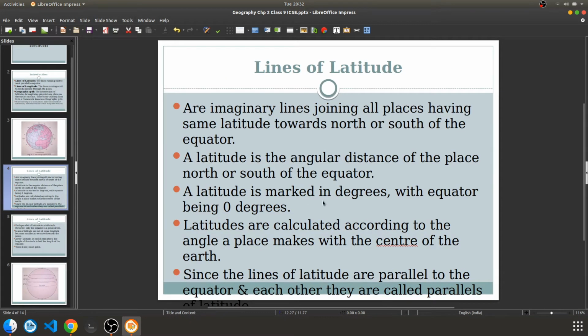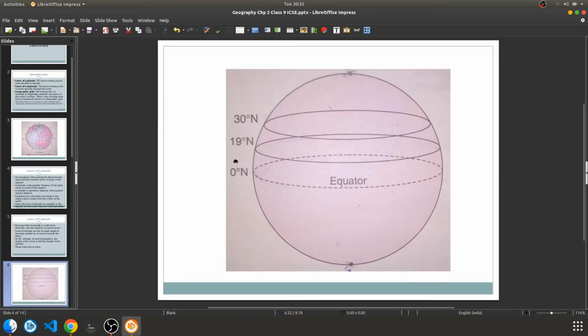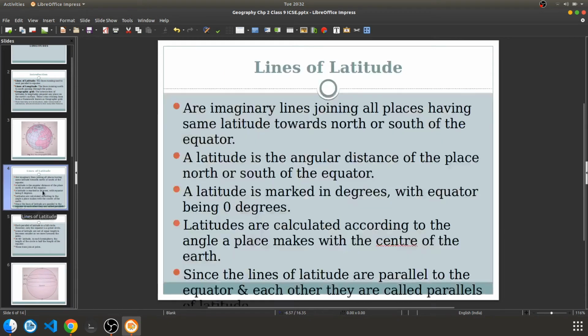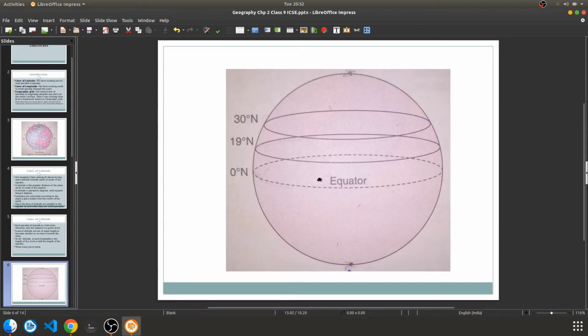Latitude is marked in degrees with the equator being 0 degrees. Yes, the equator is always 0 degrees. Latitudes are calculated according to the angle a place makes with the center of the earth. Since the lines of latitude are parallel to the equator and to each other, they are called parallels of latitude. Here they have shown specifically 19 degrees, 30 degrees, but if you think carefully, you can draw lines of latitude at 1 degree, 2 degrees, 3 degrees. You can form such a geographic grid also.